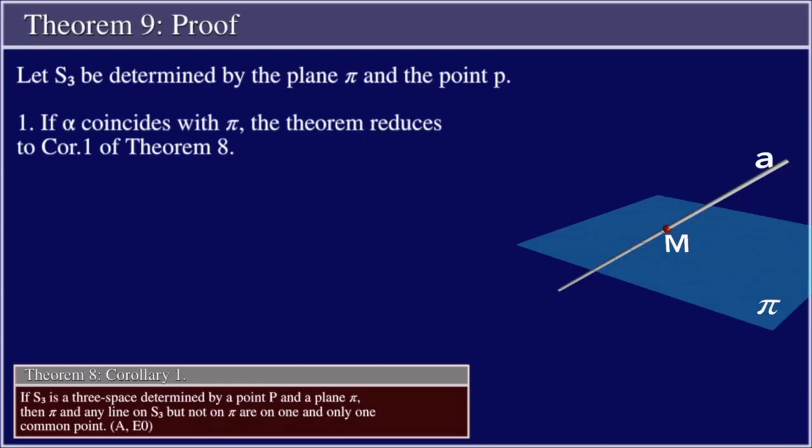Proof: let S3 be determined by the plane pi and the point P. 1. If alpha coincides with pi, the theorem reduces to Corollary 1 of Theorem 8.